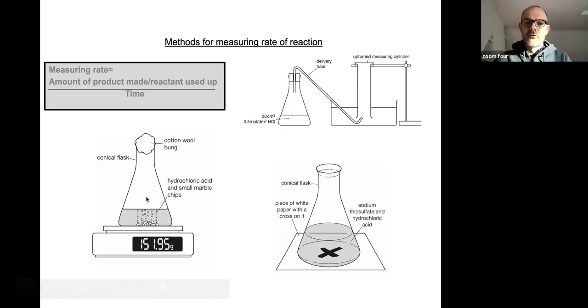This one over here, the one on top of the top pan balance, is the one we use most commonly because it's nice and easy to use in a school laboratory. That's a big hint for you when you're answering those exam questions later.